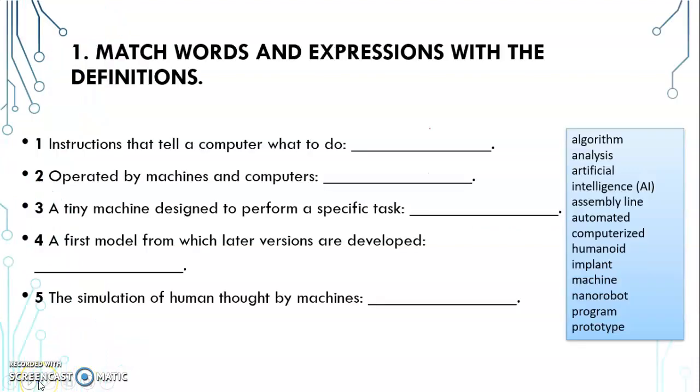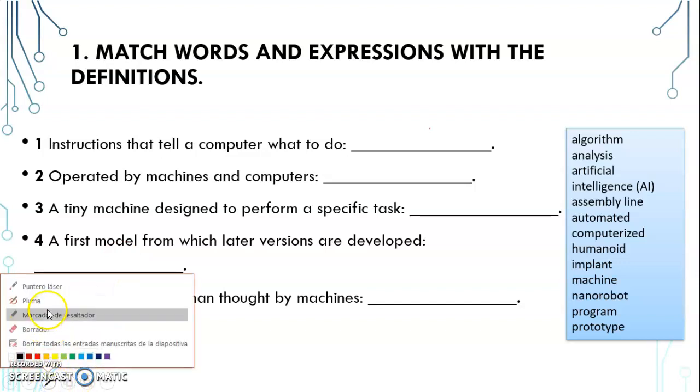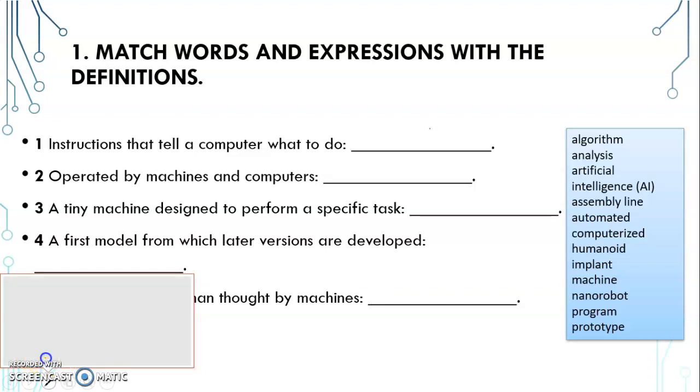Exercise number 1. Match words and expressions with the definitions. Number 1: Instructions that tell a computer what to do. What can be the keyword here? Let's underline the keyword. I'm going to use this pen and the color yellow because I like the color yellow. You can use another color. Instructions. The keyword: instructions that tell a computer what to do.